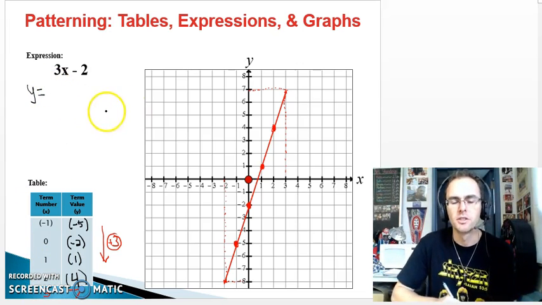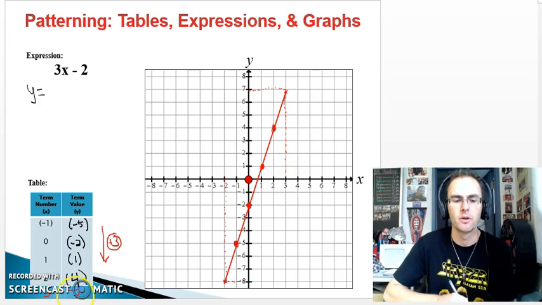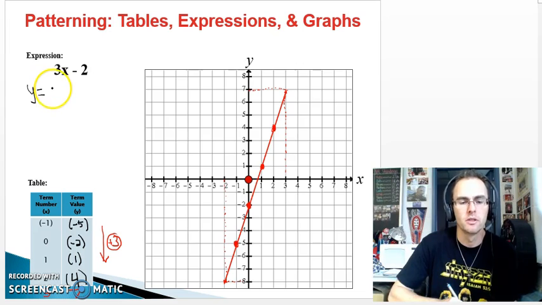So again, if I wanted to use the expression to find this third term, we know the answer here is 7. But quickly using the expression, you would just substitute the x for your third term to get your y value, or your term value. So 3 times 3 is 9, minus 2 equals 7.